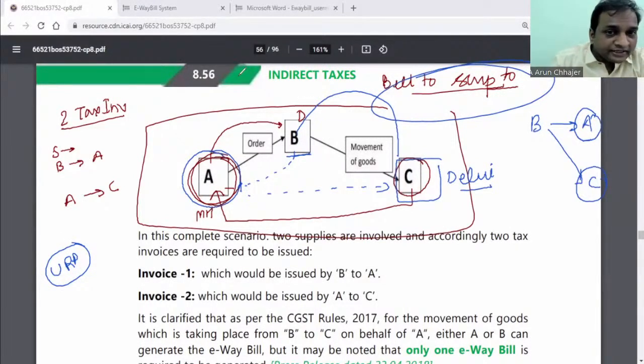So how to generate the e-way bill in that case? That I will explain in the last. But only one point, that even an unregistered person can also generate the e-way bill. So there is no problem.